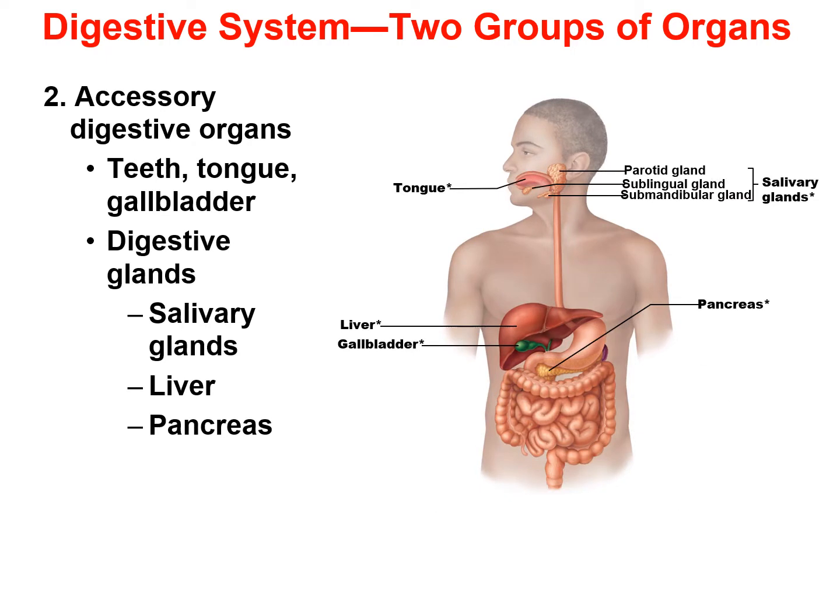The other grouping of digestive organs are the accessory digestive organs. These are organs that play some role in the digestive processes we discussed, but they are not part of the single tube, alimentary canal, or digestive tract. Accessory digestive organs include your teeth, your tongue, gallbladder, and then digestive glands like salivary glands and your liver. Seems funny to think of your liver as a gland, but it is, and it's the largest gland in your body. And then another accessory digestive organ would be your pancreas.